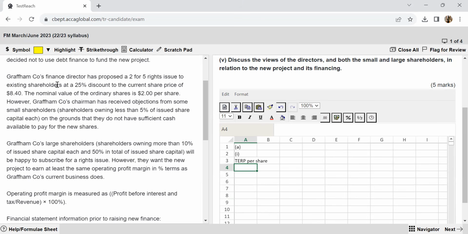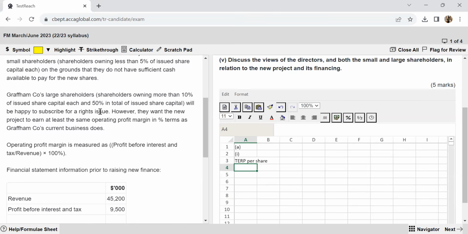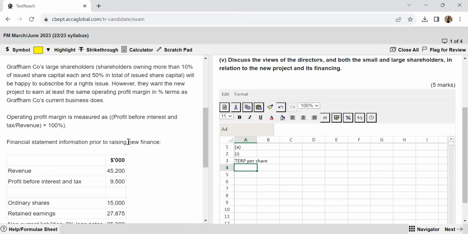However, Graffham Company's chairman has received objections from some small shareholders owning less than 5% of the issued share capital each, on the grounds that they do not have sufficient cash available to pay for the new shares, and large shareholders owning more than 10% of issued share capital each and 50% in total will be happy to subscribe for a rights issue. However, they want the new project to earn at least the same operating profit margin in percentage terms as Graffham Company's current business does.